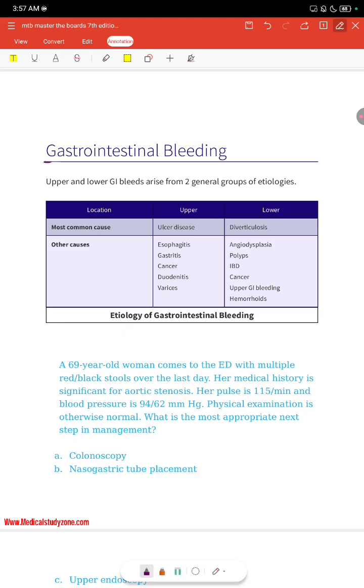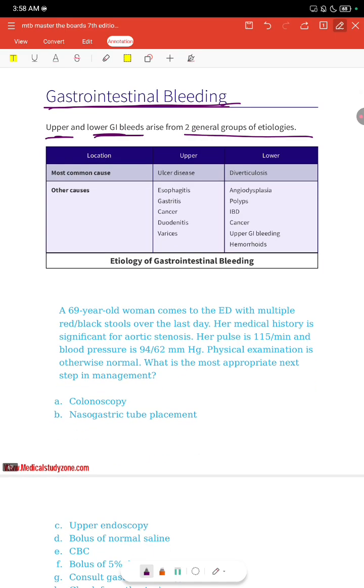Now let's come to gastrointestinal bleeding. Upper and lower GI bleeds arise from two general groups of etiologies. So it depends upon the location. Location: upper, lower, most common cause, and other causes. Upper GI bleed: the most common cause is ulcer disease, and lower GI bleed: the most common cause is diverticulosis.